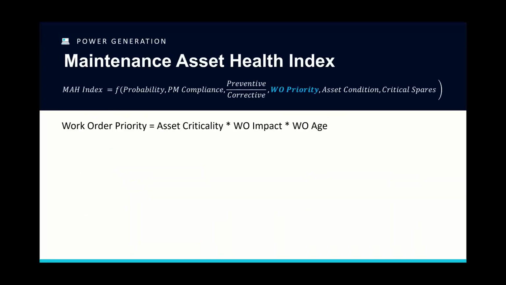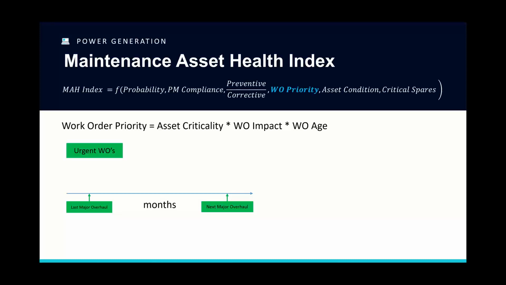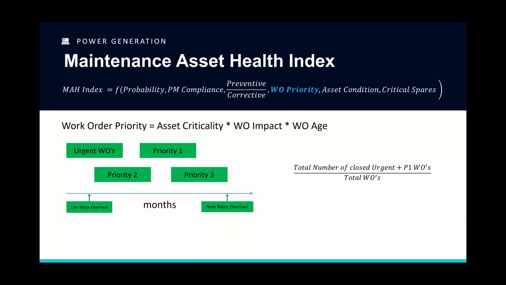So again, when we're calculating this, we are looking at all the work orders that have been generated or created over that period of time between overhauls, right? Basically, we're looking at the urgents and the priority ones, and then we're looking at everything else. At the end of the day, we look at the number of urgent and priority one work orders that have been closed over the complete set of work orders that were created over the period.